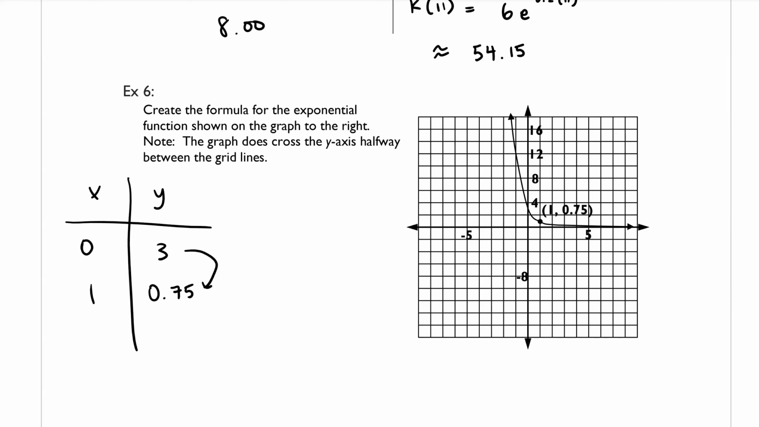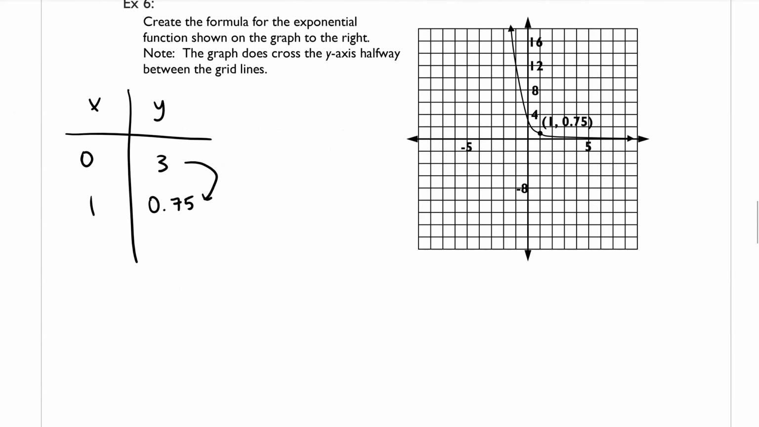Now, we need to figure out what are we multiplying by to get from 3 to 0.75. So how could we do that? Well, we could use a little bit of algebra. So if we don't know a value, we usually use a variable. So we can say 3 times some number, maybe I'll just put question mark. So 3 times some number is equal to 0.75, which is another way of saying 3/4.